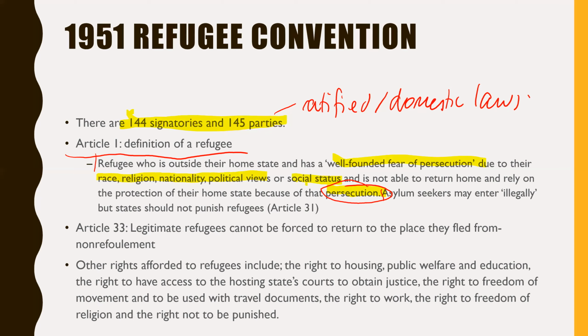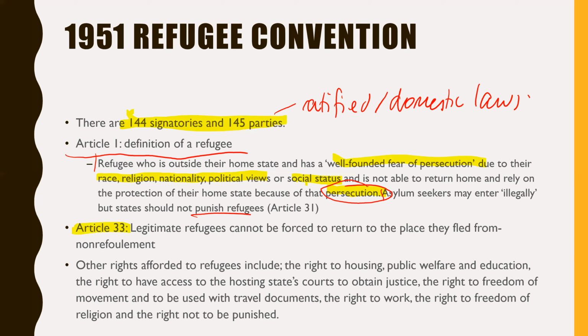We also have Article 31, which says that asylum seekers may enter illegally, but states should not punish refugees. So the key part there is we shouldn't be punishing people for entering. And Article 33 says legitimate refugees cannot be forced to return to a place they fled from, which is the idea of non-refoulement, that we can't send people back to where they will be hurt and tortured.